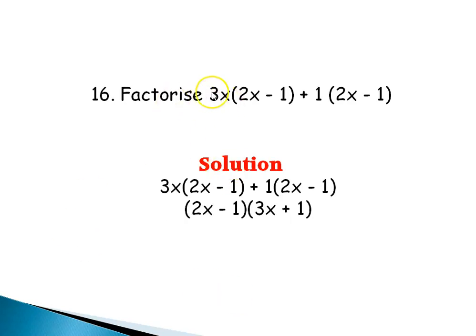Question 16. Factorize 3x into bracket 2x minus 1 plus 1 into bracket 2x minus 1. Okay, so I'm going to write this out. 3x(2x minus 1) plus 1(2x minus 1). Now the factorization has been done halfway. All you need to do is to bring this 3x plus 1 into one bracket. And since 2x minus 1 is common, just pick one of it. So 2x minus 1 into bracket, and then this 3x plus 1. So that is it, to complete that factorization.